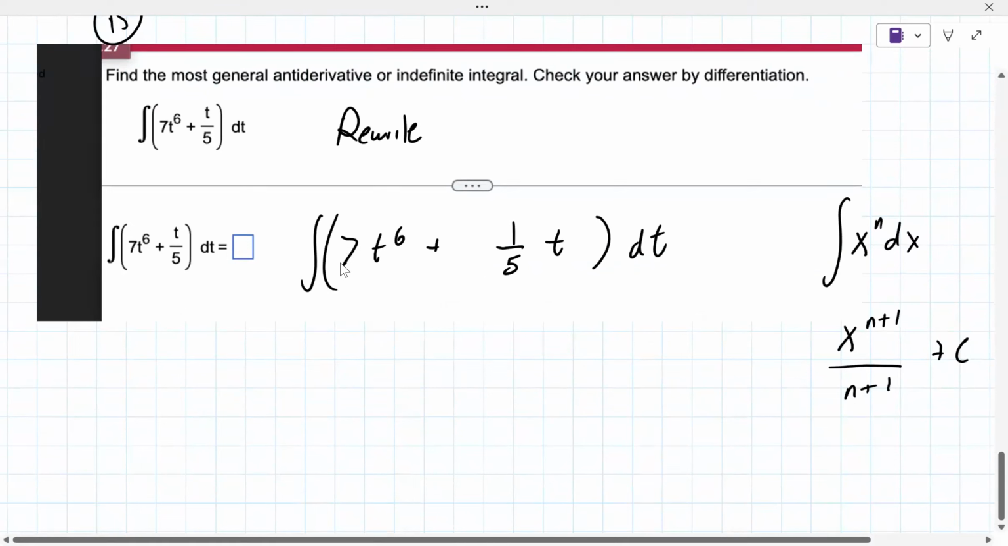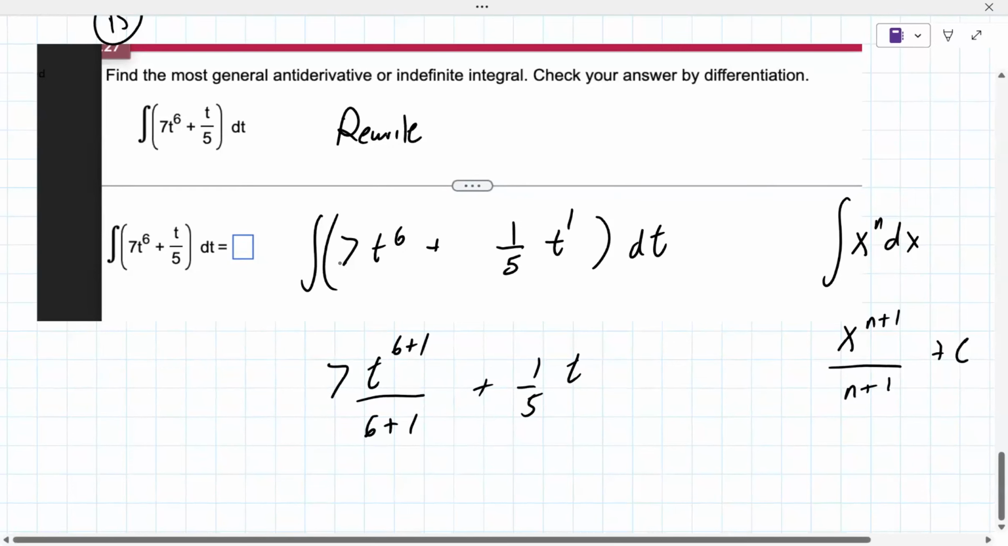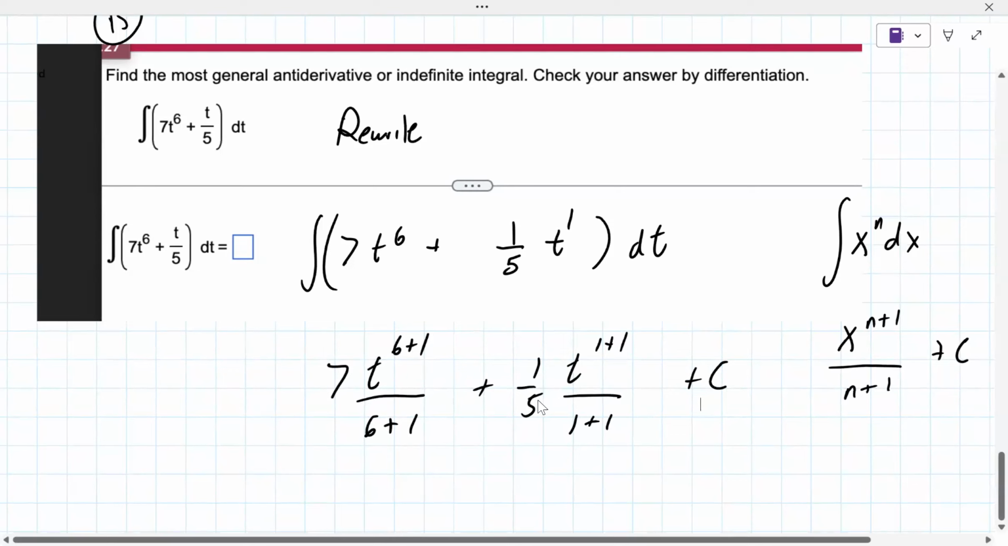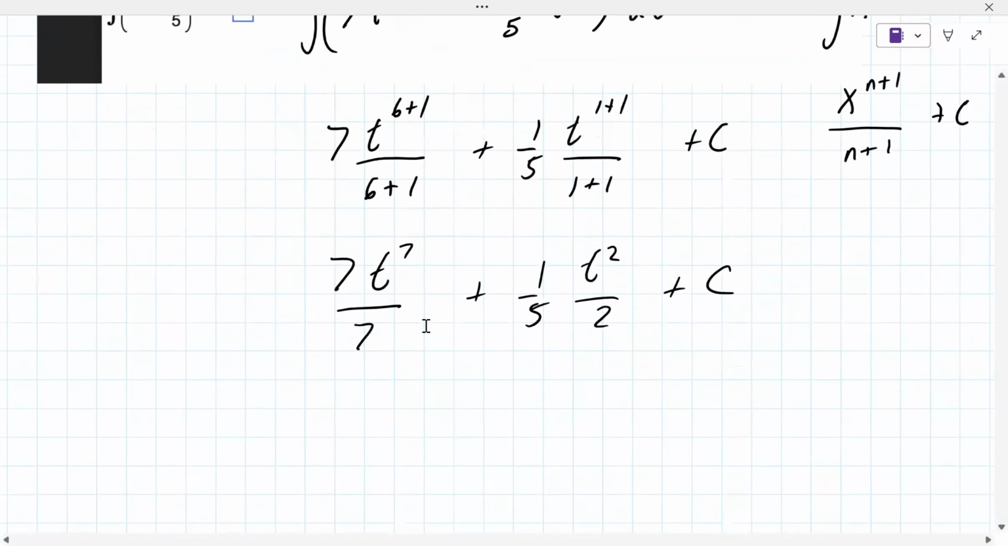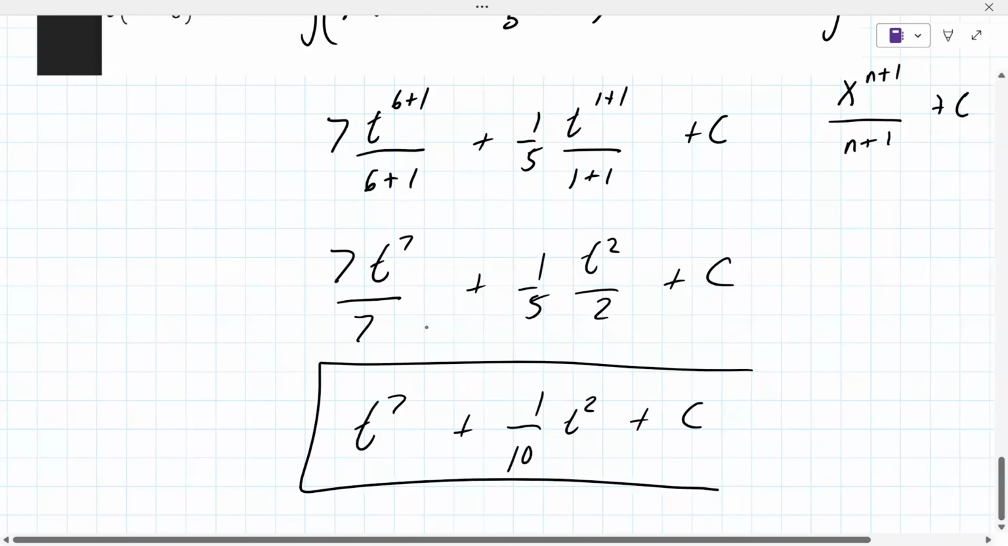Forget about the constant for now. The constant just comes along. You're adding 1 to the exponent and dividing by the new exponent. For now, it's good to show it as +1, +1, +1. Eventually you'll just add 1 and won't think twice about this, but for now it's good to do 7t to the 7th over 7, t squared over 2, plus c. And so that's t to the 7th plus 1/10 t squared plus c.